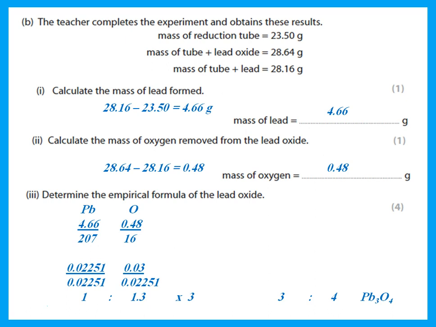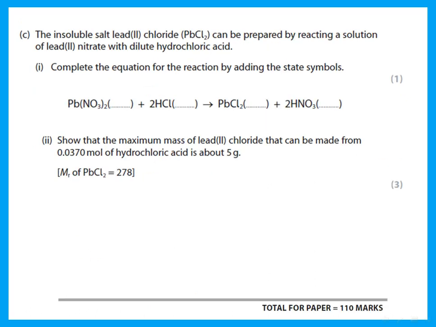And don't forget to write the empirical formula at the end. Don't stop at the ratios. He's not asking you to give me the ratios. He's asking you to give me the empirical formula, which is Pb3O4.